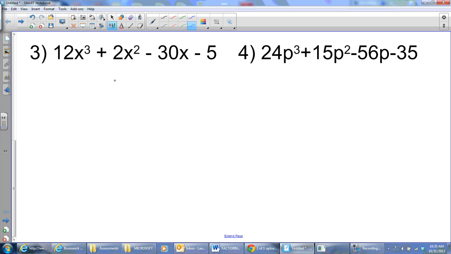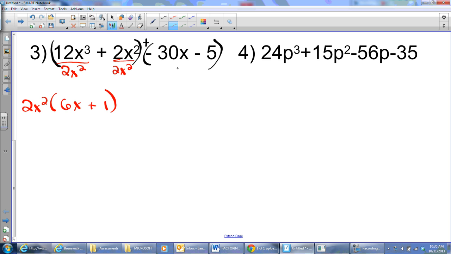Okay, number 3, I don't think I'm going to rewrite. I like the way it's going. I'm going to choose to group the first two and choose to group the second two, always grabbing the sign, put a plus in between. My GCF, I believe, will be a 2x squared in the first quantity. So I'll factor that out, leaving a 6x, leaving a 1. And then here, I think I'm going to pull out a negative 5.